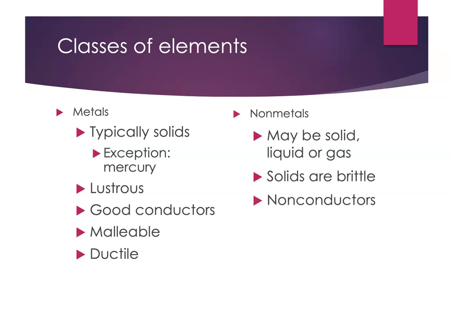Our nonmetals may be found as solids, liquids, or gases, so we see a little more variety in states of matter with our nonmetals. The solids, when they are present, tend to be brittle. Think like charcoal. And typically, the nonmetals are non-conductors of heat or electricity. Okay, so it's good to know the differences between these two broad categories.